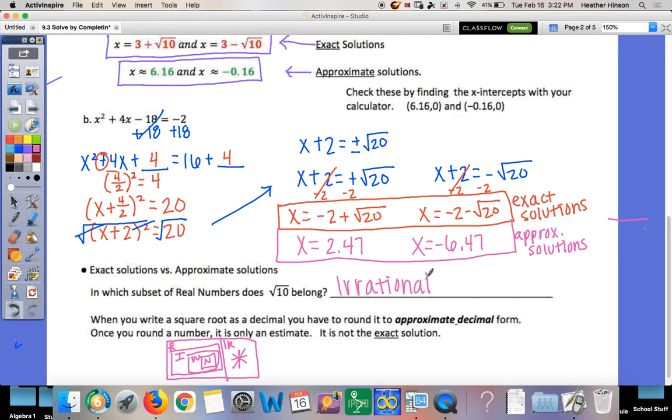Anytime you have an irrational square root that you can't find the square root of, it's some ugly decimal, these are always going to have exact and approximate solutions. So when you write a square root as a decimal, you have to round it. Once you round that number, it's only an estimate. That's why they're called approximate solutions, because it's literally just an estimate of that answer. It's not exact anymore. So that's why your non-perfect square roots are going to have exact and approximate solutions.